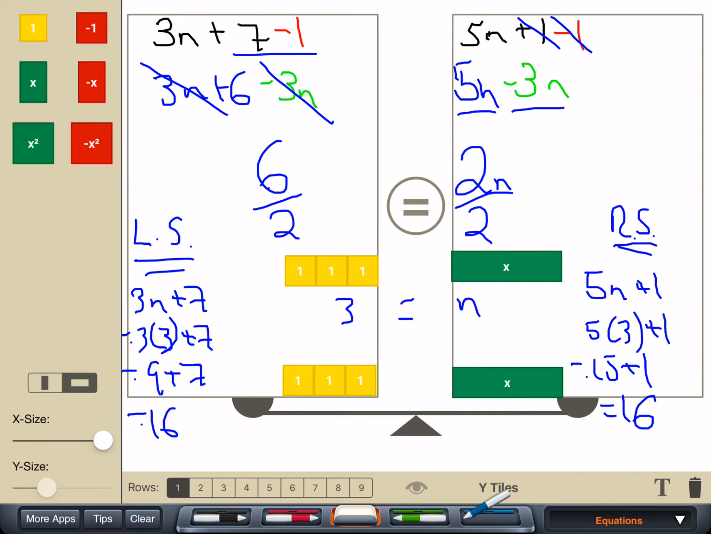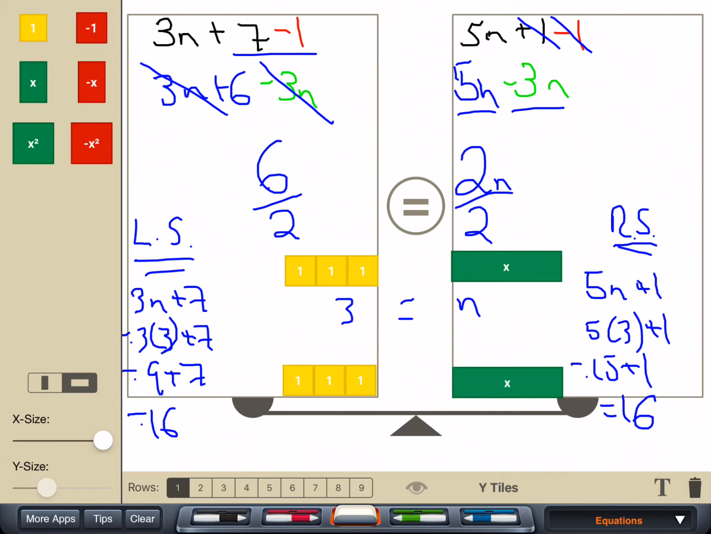Okay? So the rules are exactly the same. What's our objective? Find out what the value of the unknown is. How do we get rid of constants and coefficients? We use the opposite operation with the same value. So if I have a plus 1 that I need to get rid of, I subtract 1. If I have a multiply by 2 I need to get rid of, I divide by 2.